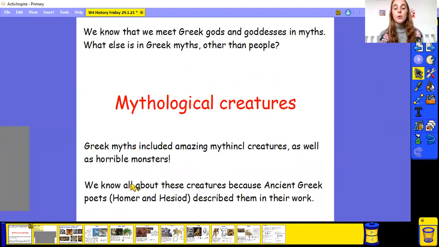Now, Greek myths include amazing mythical creatures as well as horrible monsters, and we've met some of those horrible monsters as well as the amazing creatures. Now, the reason we know about this in the modern day is because ancient Greek poets and writers wrote all about these creatures and they described them in their work. So they described what they looked like and their nature and what they were like and how they came about, really. And some of these authors, these poets, are Homer and Hesiod, and they're really famous. And in their work, they described some of these creatures.